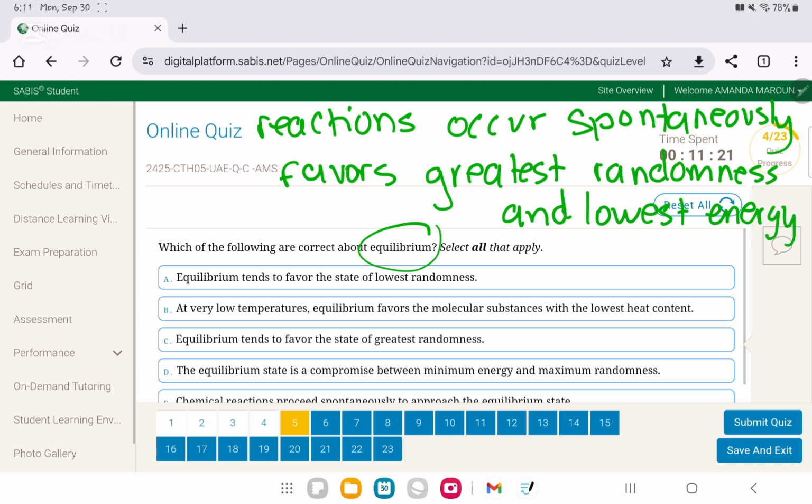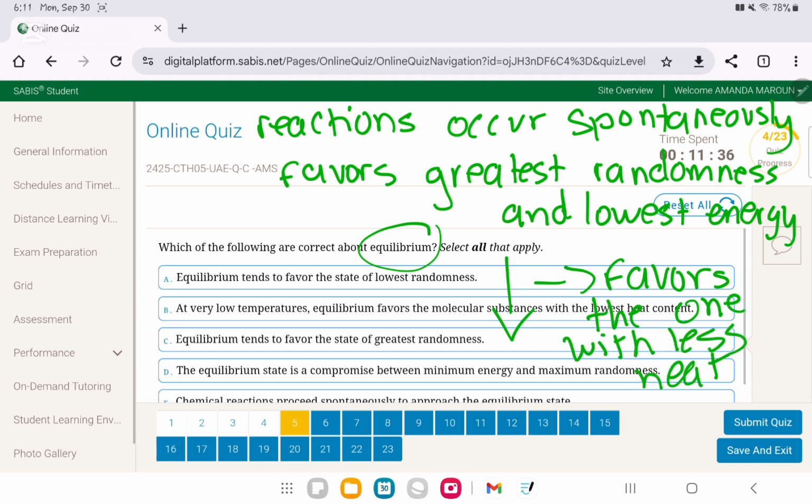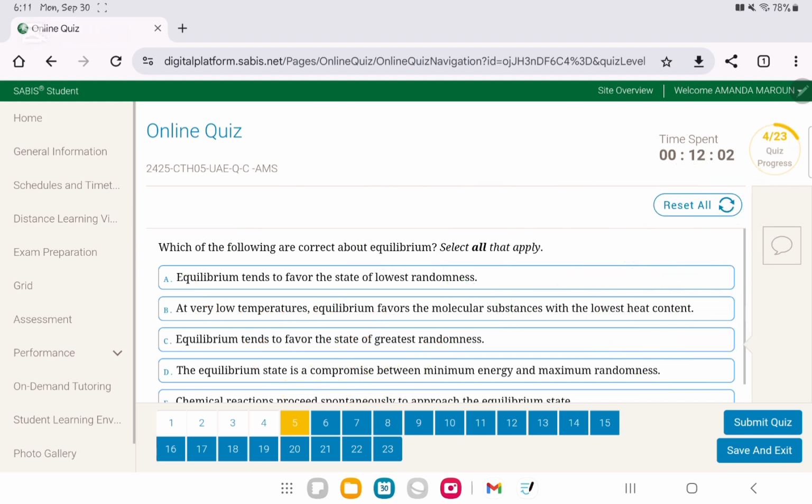Also, as the temperature decreases, it favors the one with less heat, and as the temperature increases, it will favor the one with more heat. Okay, so which of the following are correct about equilibrium?